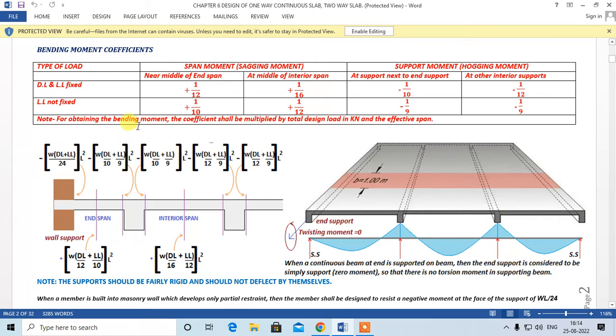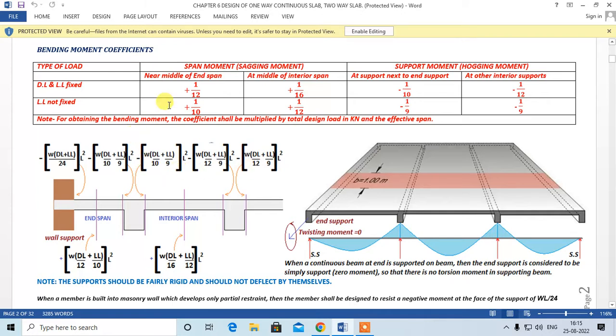So we have been given coefficients. For obtaining the bending moments, this coefficient shall be multiplied with the total load, capital W in kilonewton, with effective span. But we are having a UDL whose unit is kilonewton per meter, that's small w. So small w into L will give you capital W, right? So in our case, we will take small w into L into L, that is wL square.